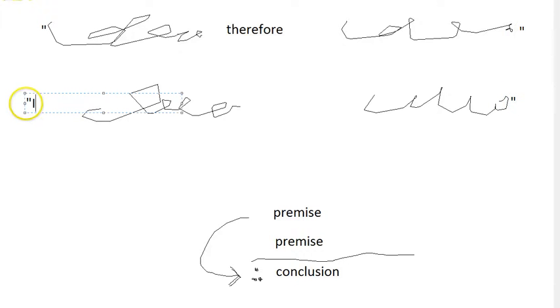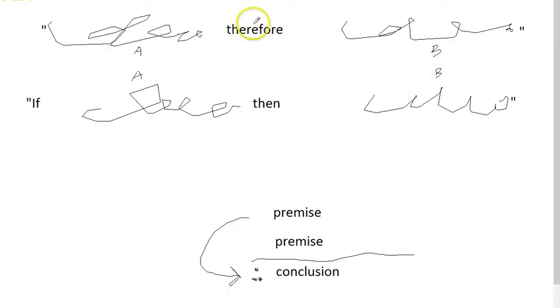I say, if blah blah blah, then blah blah blah. And let's give these just little letters to refer to them. Let's call this the A part, and the B part over here.